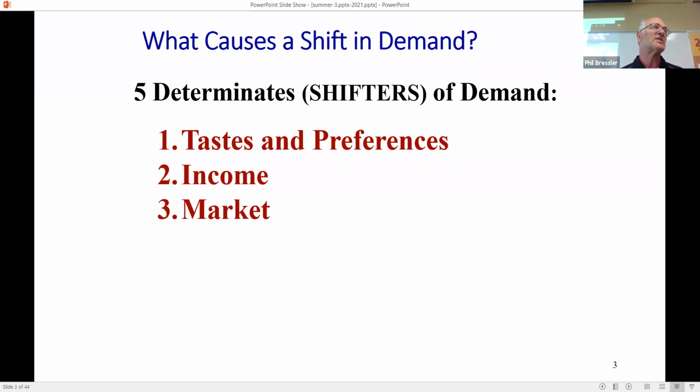Third is market size. Think of Under Armour. At one time, Under Armour only sold their product in Maryland. Then they started in the Northeast, then the United States, and then the world. As you increase your market size, the demand for the product increases because you have more people eligible to buy. The fourth is expectations.